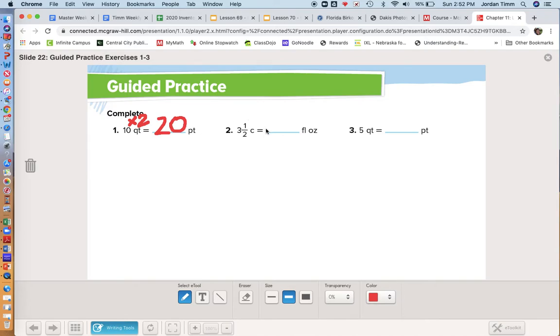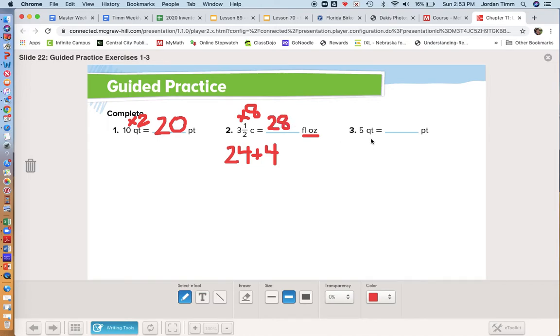The next one, 3½ cups, is how many fluid ounces? We're going from a larger unit to a smaller unit, so we have to multiply. So how many fluid ounces are in 1 cup? Good, 8. We're going to do each of these separately. We're going to multiply 8 times 3, which is 24. Then we have to add when we multiply 8 times 1/2. So this is kind of like saying what's half of 8? 4. So then when you add 24 plus 4, you get 28.